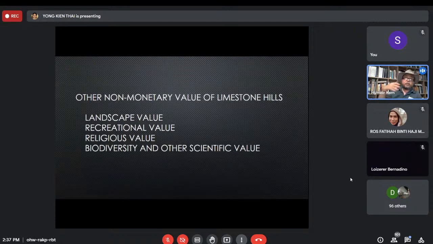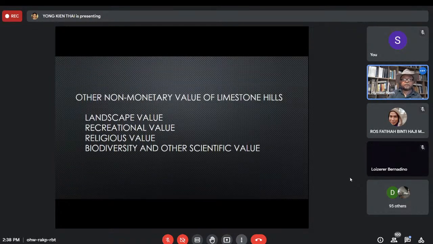So we looked at cement, aggregate, and all those things. People blast limestone to exploit it, to get raw materials out of limestone hills. But the thing is, there are other non-monetary values to limestone hills. We've got landscape value, recreational value, religious value, biodiversity, and other scientific value. But people don't see that. Unfortunately, decision makers and people in the private sector, especially quarry operators, only look at the rock. They don't look at all this value. And we as a society have to start looking at all this and impose these values onto them too. They have to see it.